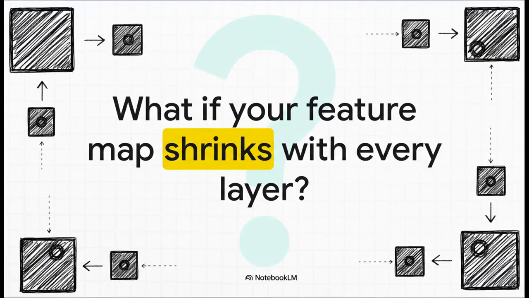So here's the sneaky problem. When you slide a kernel across an image, the output is always a little bit smaller than the input. Now, if you do that over and over again, layer after layer, your feature map starts to shrink and shrink until it basically just vanishes. This would mean we could only build really shallow networks, which isn't what we want.